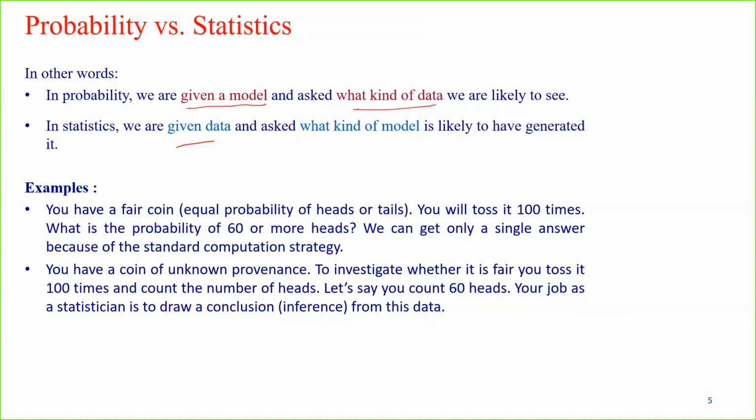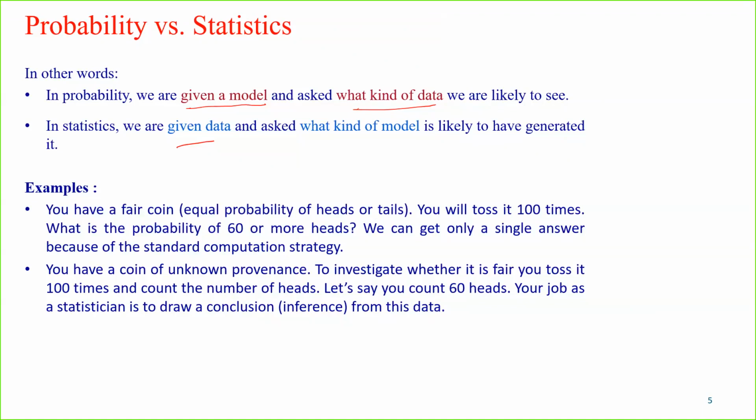So let's say you count 60 heads. When you toss the coin 100 times, there are 60 heads. What are the possible conclusions that you can make out of this? One conclusion is that this is due to random chance that we have got these 60 heads.